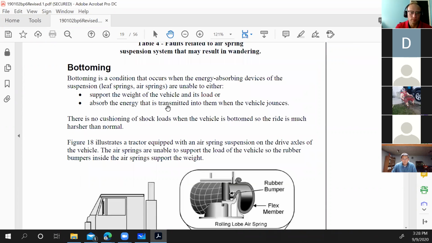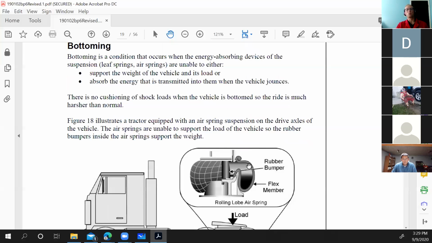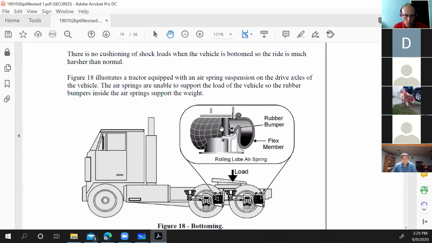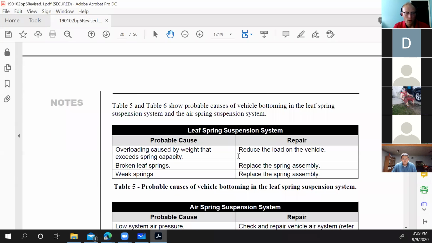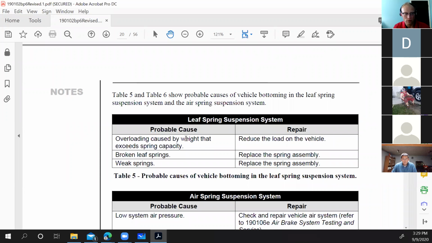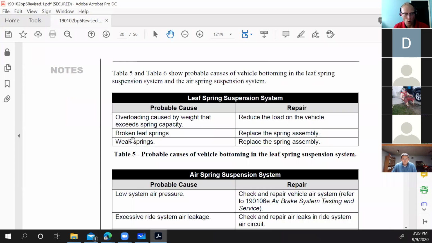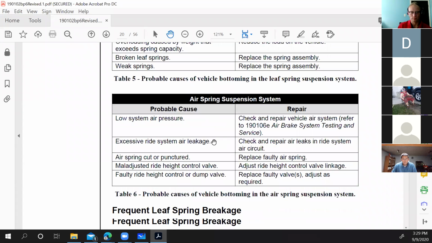Bottoming out. So bottoming out is when we go to the complete bottom of our suspension. Remember I said in here we have these little rubber bumpers. That's when you bottom out, when you dump your airbags, that's where they're going to sit on, okay? What can cause that in leaf springs? Overloading, broken or weak springs. Overloading is probably the most common one, and it's probably something all of us have seen at one time or another as well.